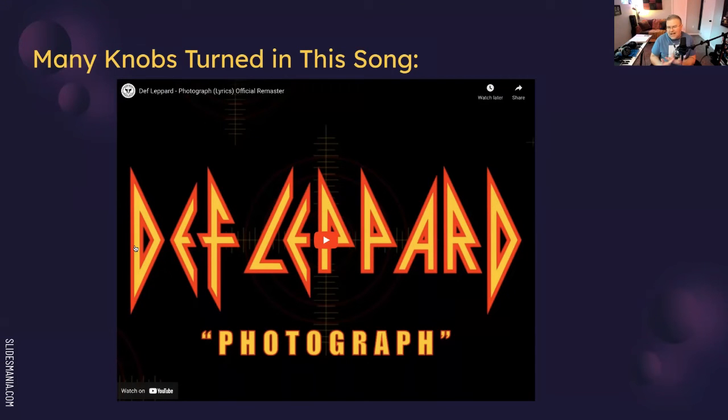Sometimes rock and pop get a bad rap for not being very sophisticated, but there's really good rock and there's really good pop music that has really great craft under it. And I think this is a song that has really great craft. So let's take a listen to Photograph.